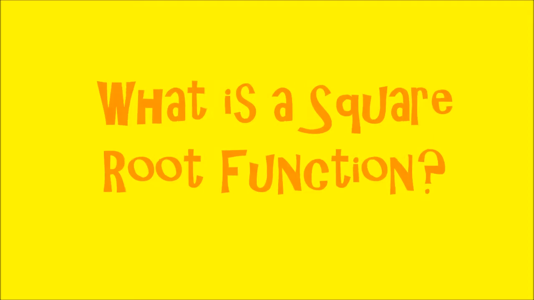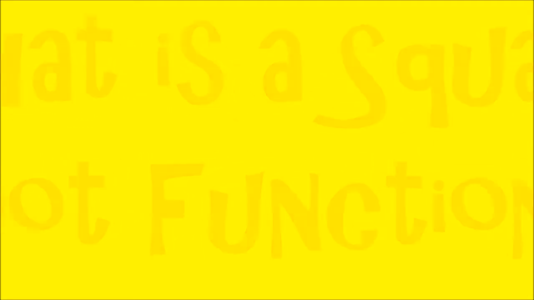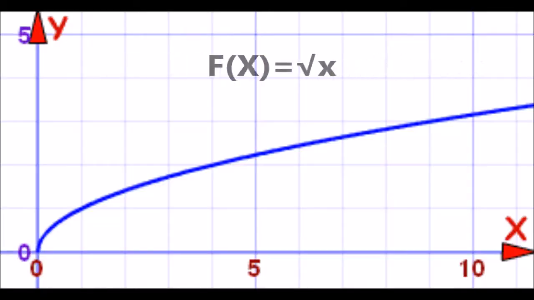What is a square root function? In mathematics, a square root of a number a is a number y such that y squared equals a. In other words, a number y whose square is the result of multiplying the number by itself, or y times y, is a. For example, 4 and negative 4 are square roots of 16 because 4² = (-4)² = 16.